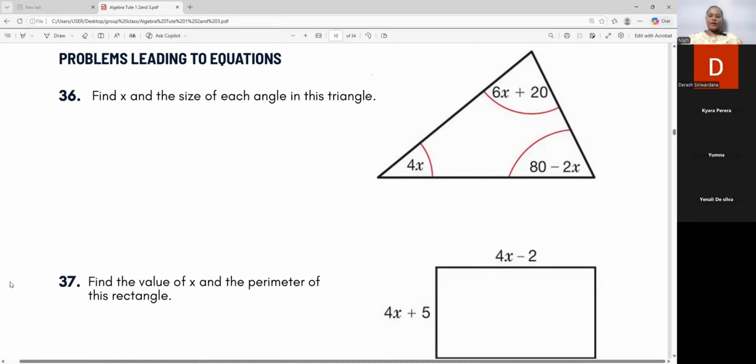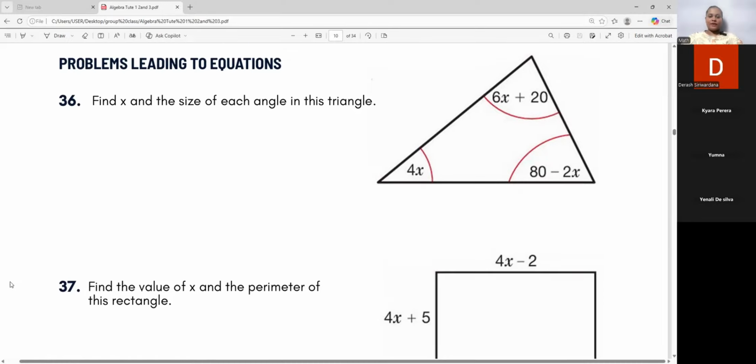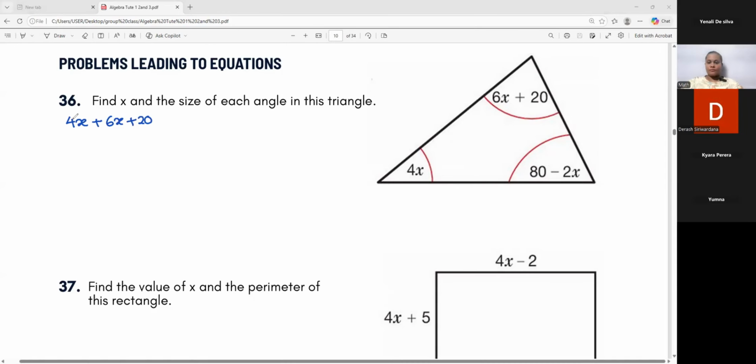After that, we need to write all three angles separately. First, you find the value of x. Then write what is 4x, what is 6x plus 20, and finally what is 80 minus 2x. Do that. 4x plus 6x plus 20 plus 80 minus 2x equals 180.